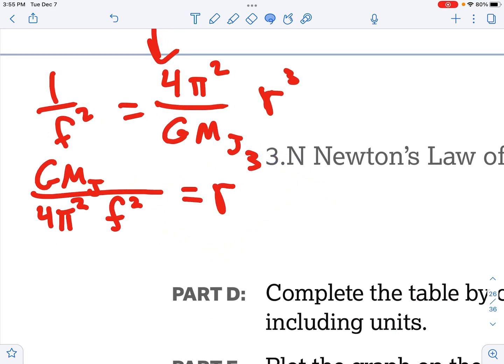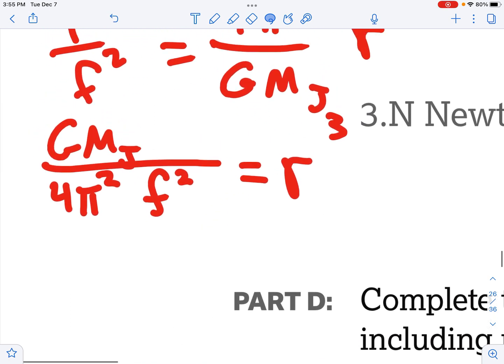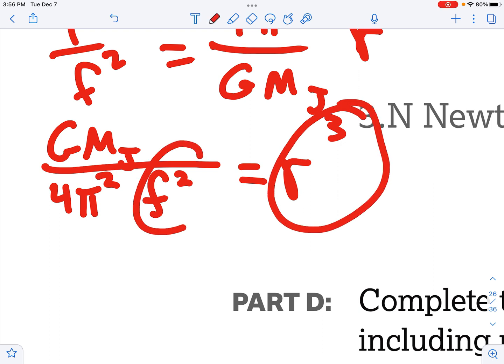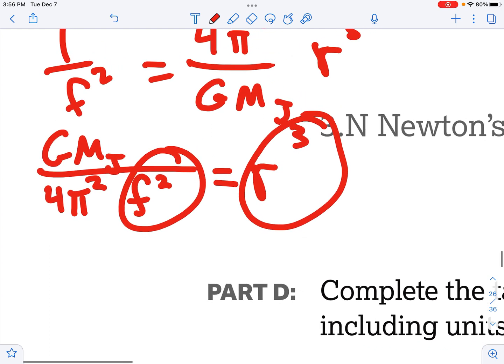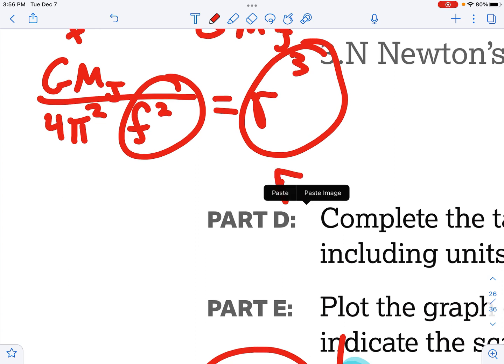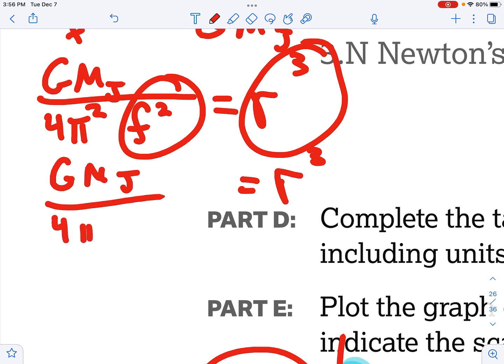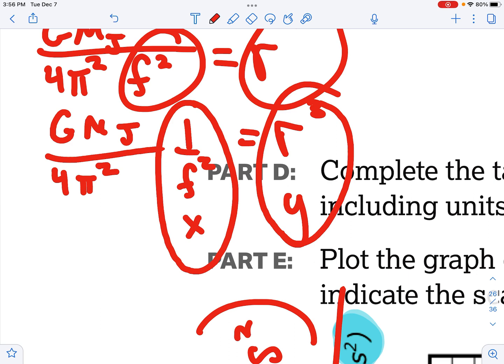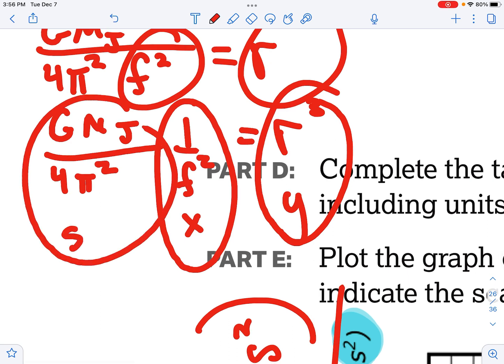Now in this case, the math is still going to be all the same. I'm still going to want to end up graphing r cubed on an axis and 1 over f squared on a different axis. Sometimes it's just harder to visualize, though. r cubed equals GMJ over 4 pi squared times 1 over f squared. If I do this, then I would do r cubed on my y-axis, 1 over f squared on my x-axis, and then this would be my slope.